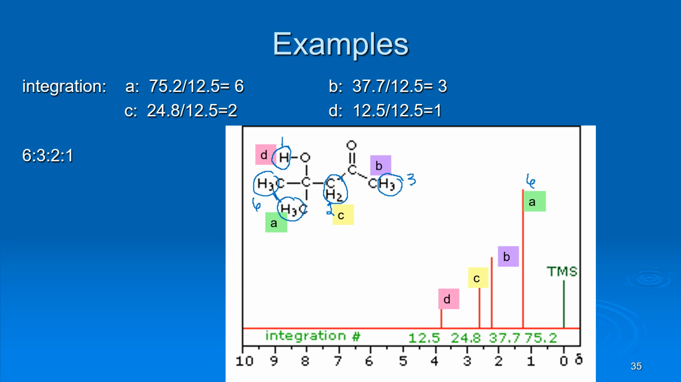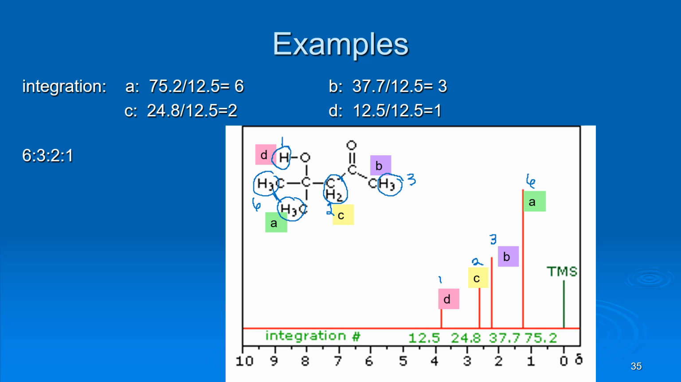B has 3 hydrogen, and if we take 37.7 divided by 12.5, we get 3. So that is 3 hydrogen there. And then C is 2 hydrogen and 1 hydrogen. Like I said, the hydrogen attached to an O sometimes is hard to place. You can see here, the last one it was right around 2, and here it's closer to 4, so it can be a little bit harder to identify, but the one here at D has to be the OH, because the integration gives you 1 hydrogen.